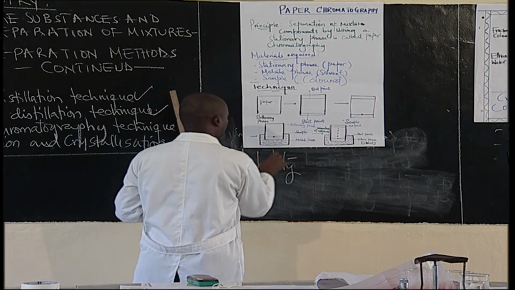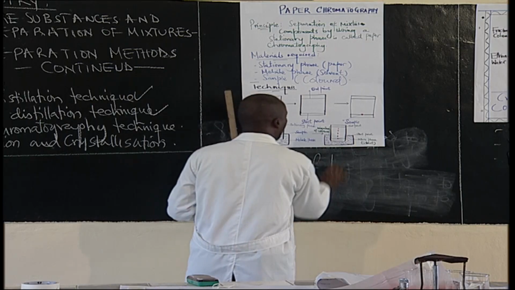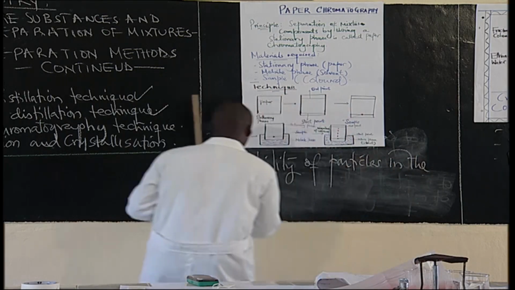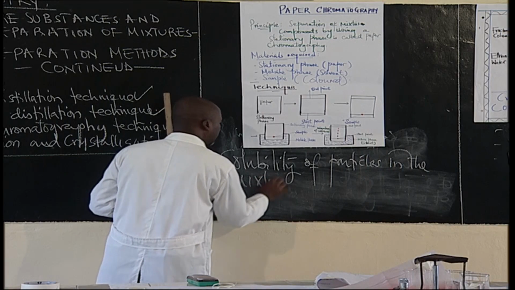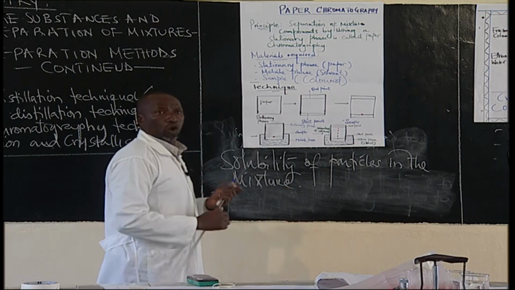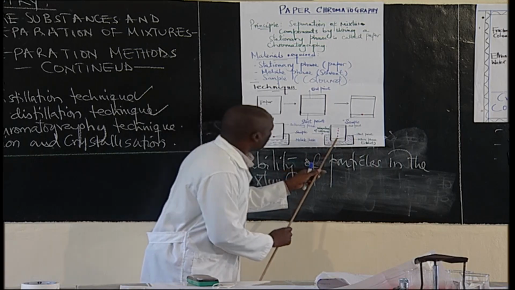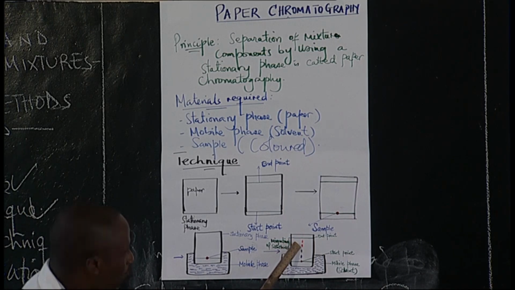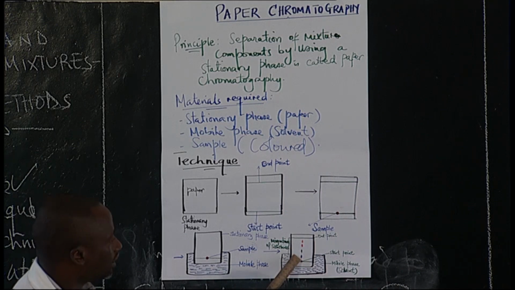Solubility of particles in the mixture. That is the physical property it depends on: the solubility. So those ones which are very soluble, this one looks like orange. This is somehow red pink, and this is black, this is brown.